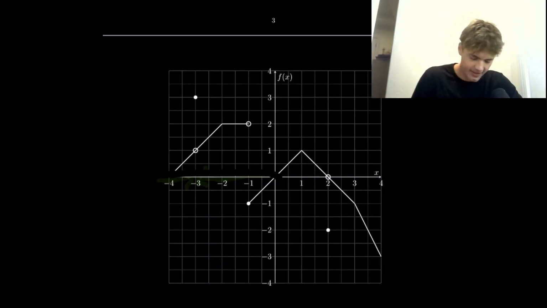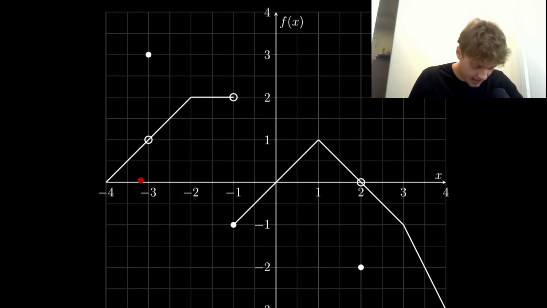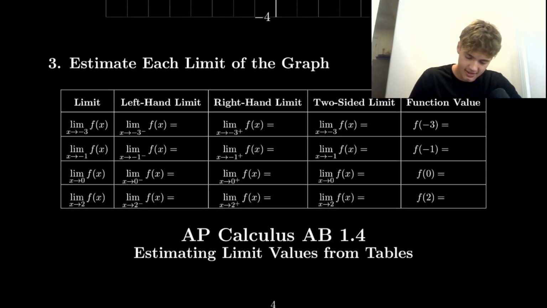So let's start with the left-handed limit, all right? We're only going to look at the left side, this first one, okay? So as we get closer and closer to -3, the function values, the heights, get closer and closer to 1, right? So that means that our left-handed limit equals 1.